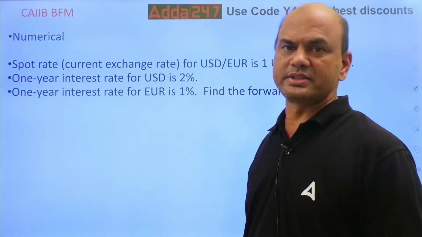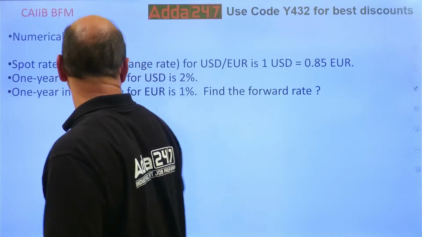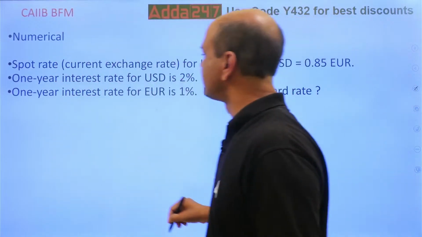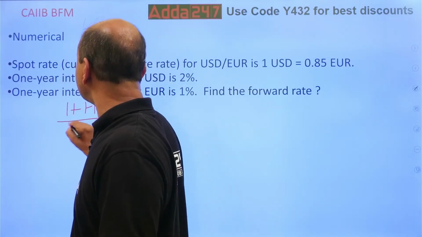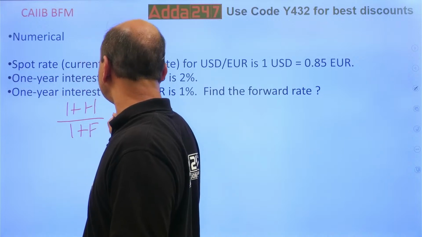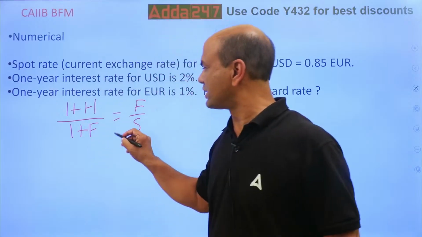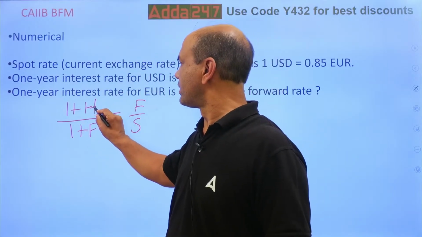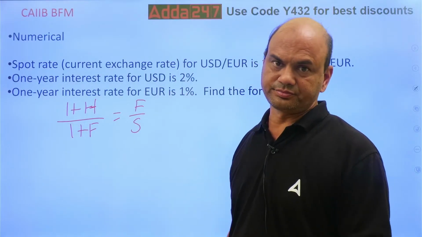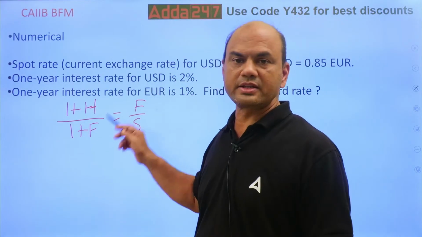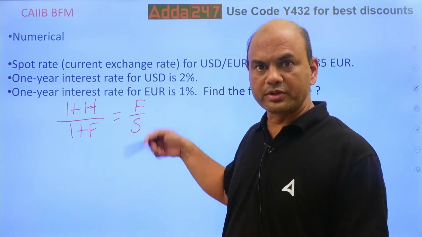So the formula for this is, kindly remember, see this: 1 plus H upon 1 plus F equals F upon spot S. Now what is this H? What is this F? 1 plus home currency interest rate upon 1 plus foreign currency interest rate equals forward rate upon spot rate.